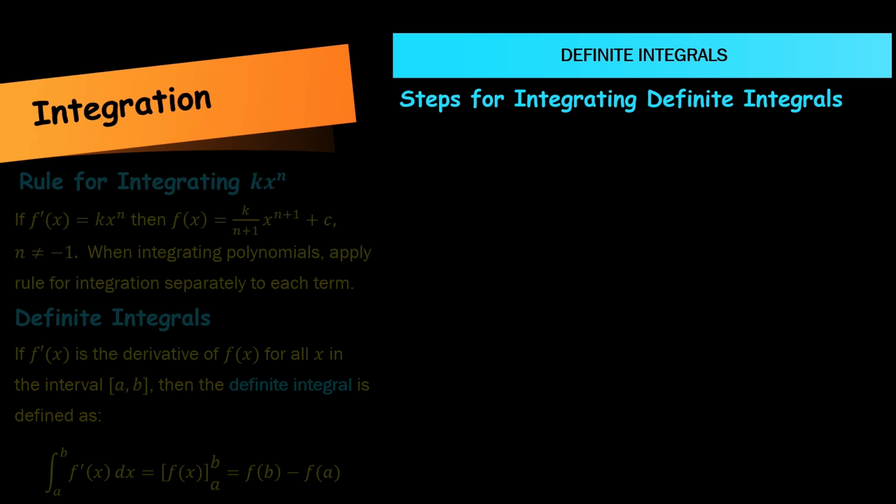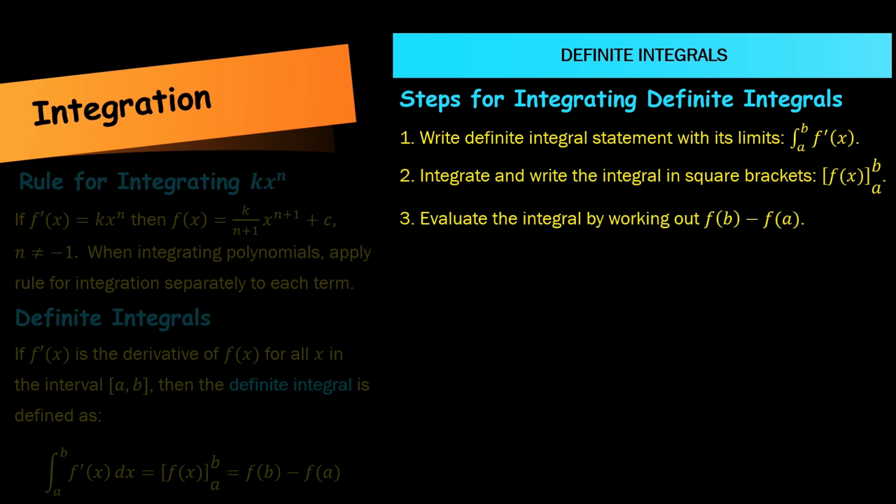Let's look again at the steps for integrating definite integrals. Write the definite integral statement with its limits, as shown, then integrate and write the integral in square brackets, as shown, and finally evaluate the integral by working out f of b minus f of a.